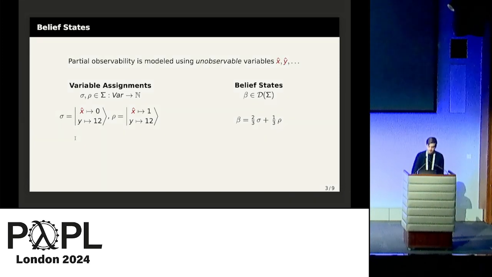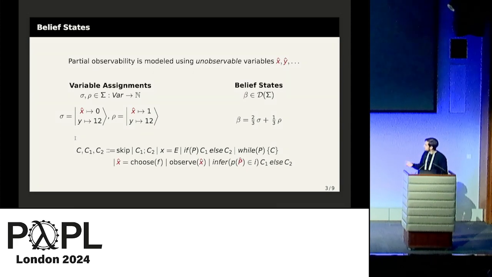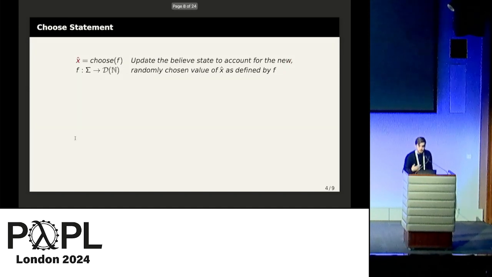As for belief programs themselves, we make use of all the standard imperative program statements, but notably, none of these statements are allowed to interact with unobservable variables. If we want to interact with unobservable variables, then we need to use these new statements right here, which I will now introduce briefly. First of all, we have the choose statement. The choose statement samples from discrete probability distributions to assign values to unobservable variables, which is very similar to a sample in a normal probabilistic programming language.